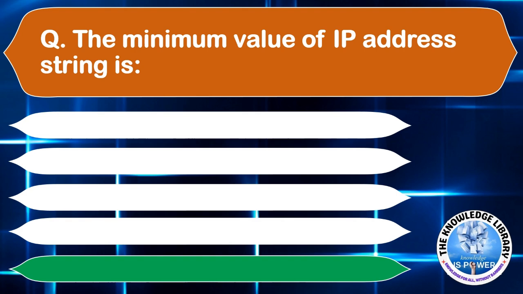The next question is: the minimum value of IP address string is option A, 2; option B, 4; option C, 16; option D, 0. The correct answer is option D, 0.